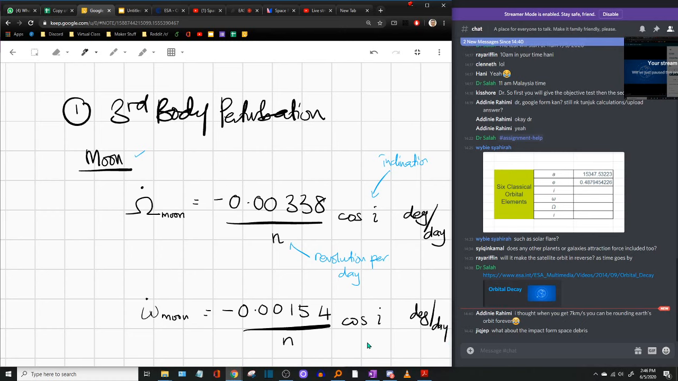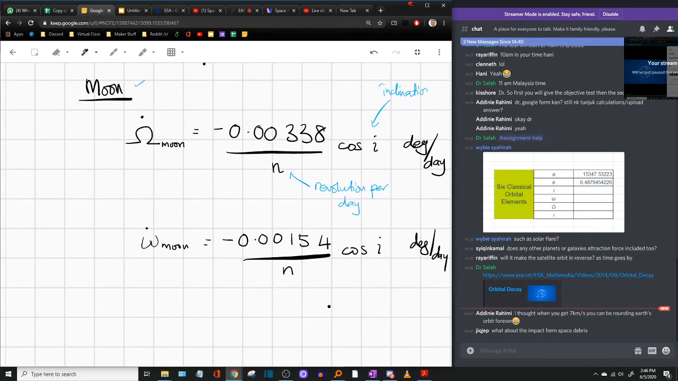All right, so for example, let's just do an example here. Let's say the inclination of your orbit is 0, to make a simple one. Then 0.00154, and cosine 0 is 1.